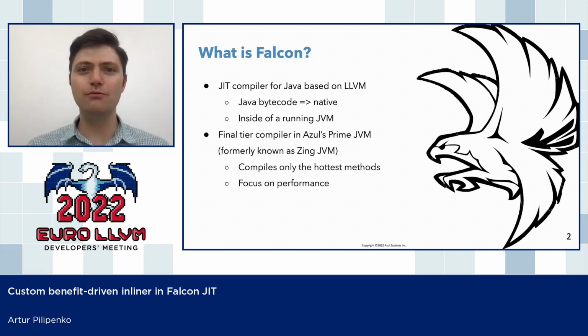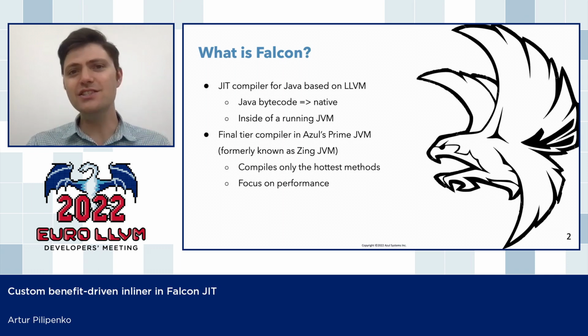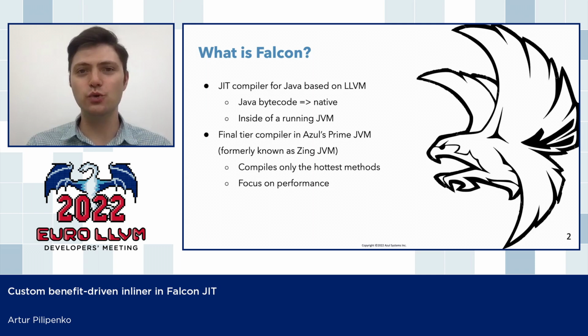Falcon compiles from Java bytecode into native code. It does it inside of a running JVM, and then we execute the compiled code straight away. Falcon is the final tier compiler in Azul's Prime JVM. It means that Falcon compiles only a small fraction of all methods being executed by the VM. But these are the hottest methods, so the quality of optimizations really matters for the overall performance of the system.